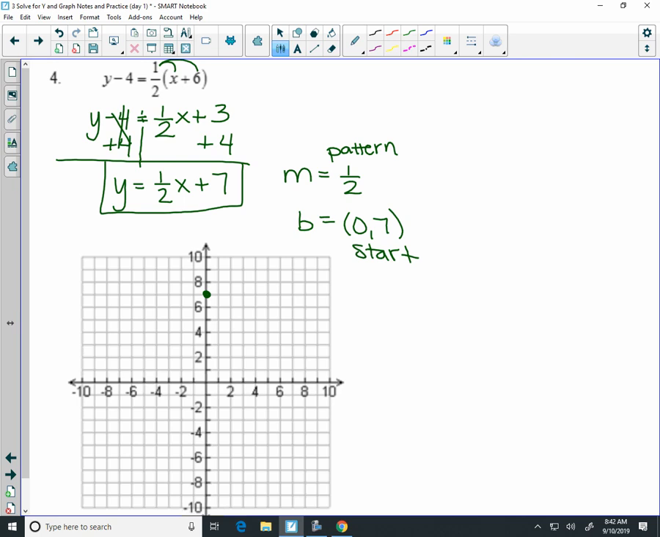Okay, so our pattern, once we start at 7, is up 1, right 2. Just double check, if you have a positive slope, you should have an uphill line. If you have a negative slope, you should have a downhill line. That really helps me check my work. So start at 7, and then our directions are up 1, right 2.